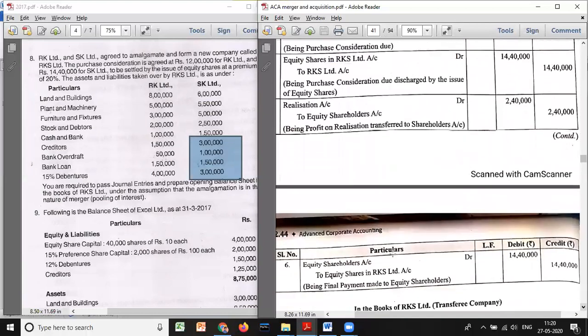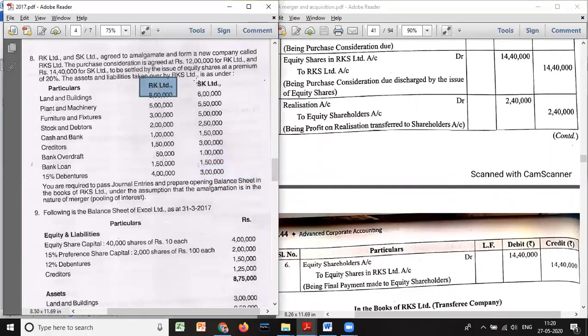Next, the same amount will be paid to equity shareholders. Equity shareholders account debit 14,40,000 to equity shares in RKS Limited 14,40,000, being final payment made. So we have closed the entries of both RK and also SK Limited.